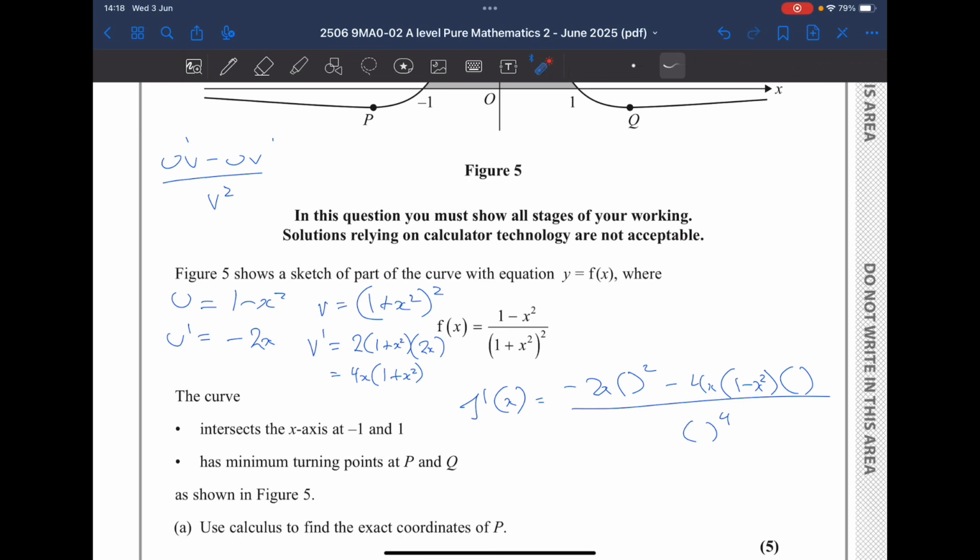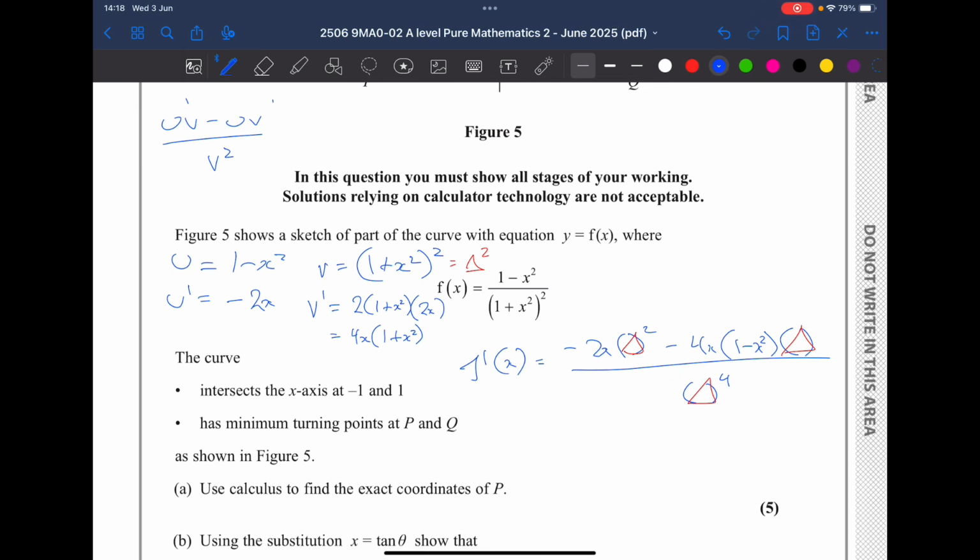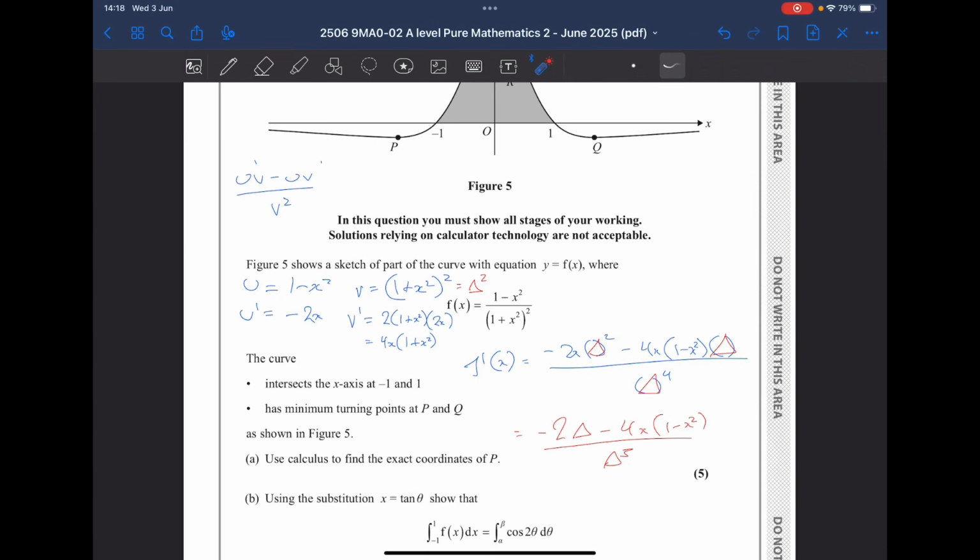The reason I've done that, the bracket's the same. If you want to, you can just say that this equals, we'll just call it a triangle, triangle squared. And then this is just triangle instead, it's okay. So this is good. We can cancel off some of these triangles now. So let's do that. We're going to have a minus 2 triangle, take away 4x, 1 minus x squared, over triangle cubed. And we really don't care about the bottom. We're trying to find turning points, so we just care about the top.